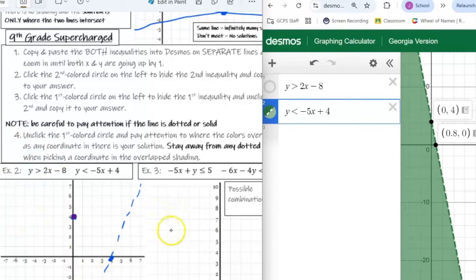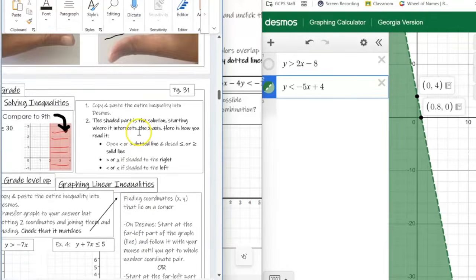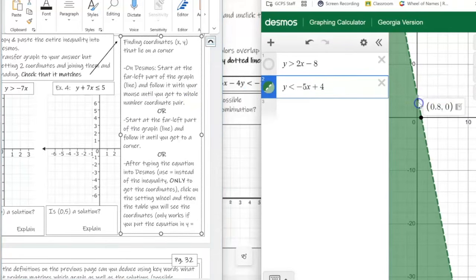All right, so I can't use 0, 8, which means I have to find my other line. There are 3 ways to find your other line. You can find this on page 31. So there are 3 ways. On Desmos, start on the far left of the graph, follow it with your mouse until you get to a whole number. So that's when we do this. And you're just going to keep going until you find a whole number where it kind of clicks over.